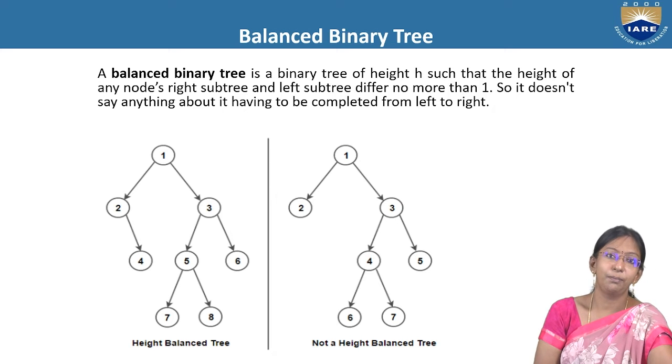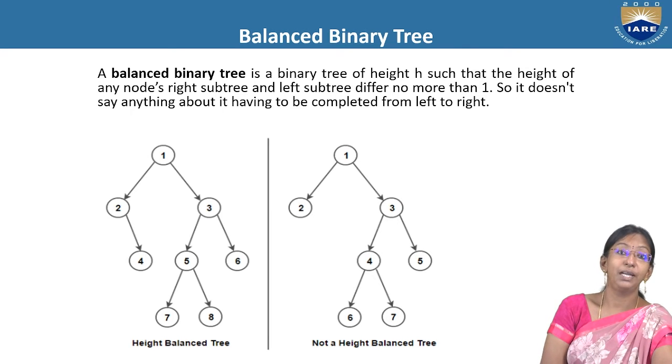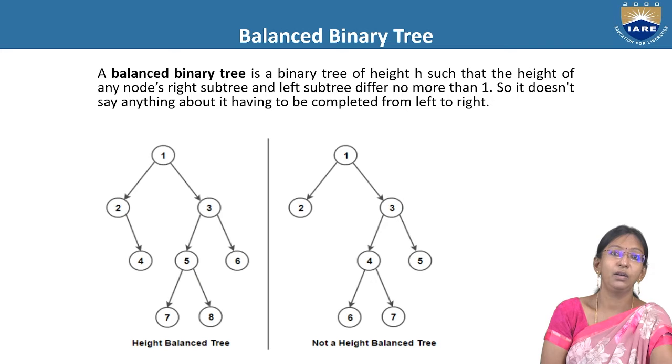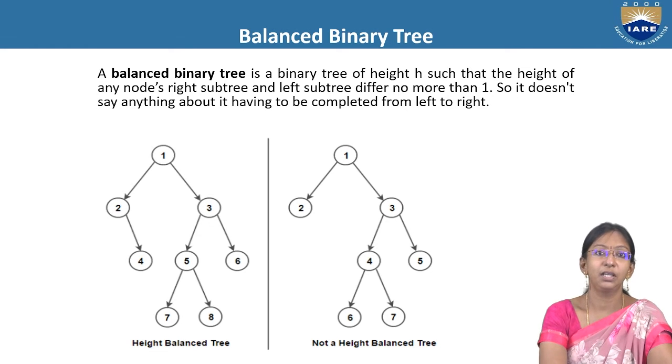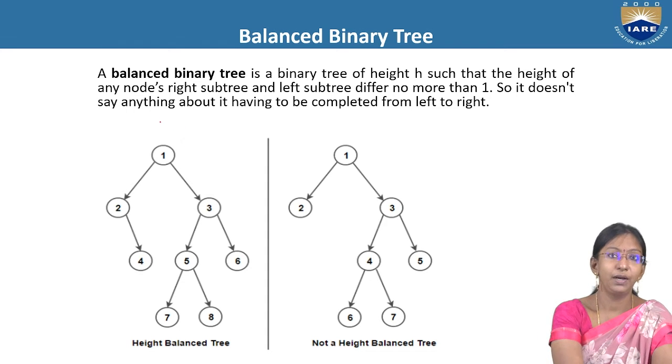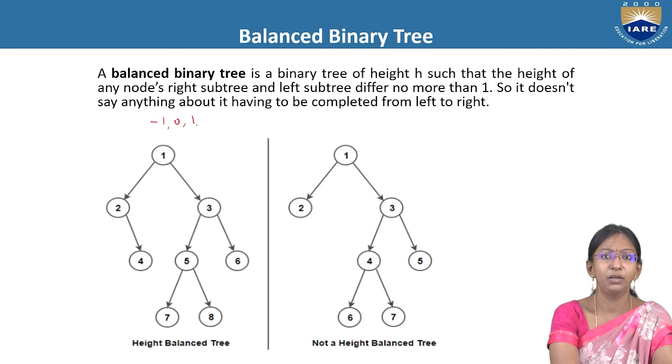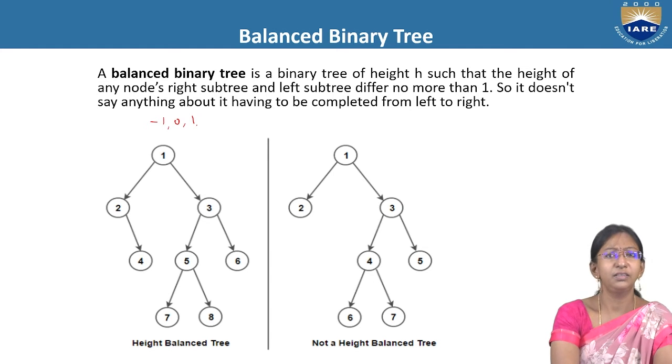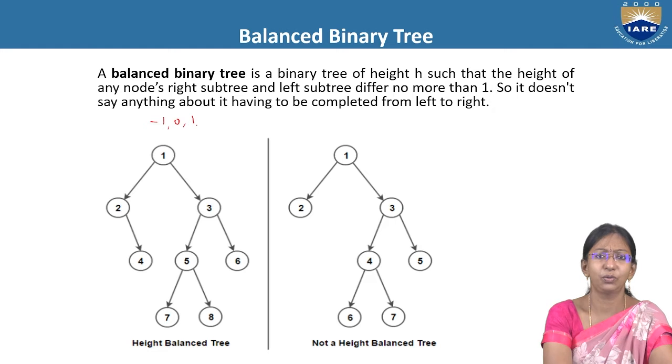Coming to next, balanced binary trees. Balanced binary trees rely on balance factor. Balance factor is nothing but the difference between the height of the left subtree and the right subtree. For each and every node, the balance factor can be either -1, 0 or 1. If it is other than these three values, we call it an imbalanced one. So this is also known as height balanced trees.